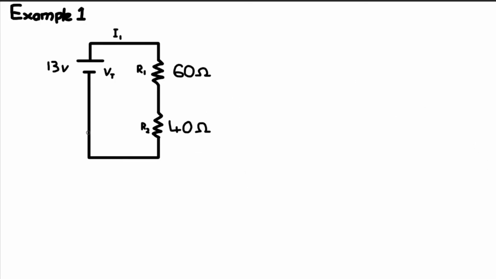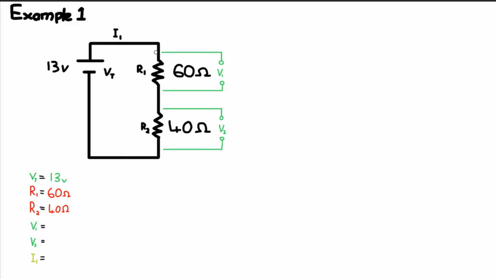Righto, let's start with a nice simple series circuit. What we have here is, let's say, a car battery sitting at 13 volts and connected in series are two resistors of 60 ohms and 40 ohms. What we know: it goes from 13 volts here to 0 volts here. We know this one is 60 ohms and this one is 40 ohms. What we don't know: we don't know the current and we don't know the voltage out here or here.